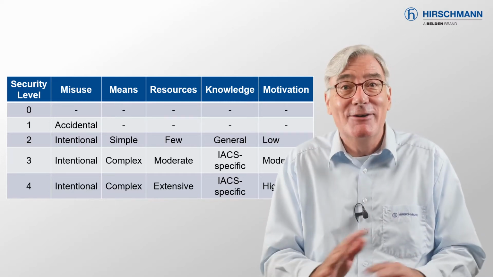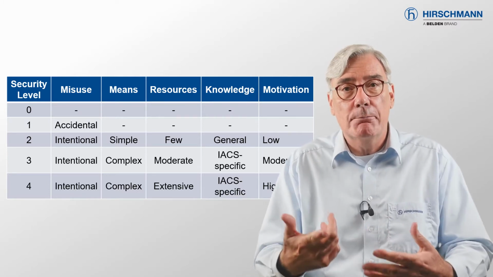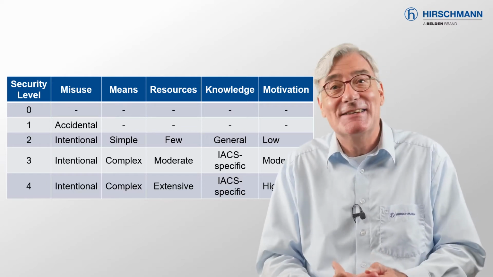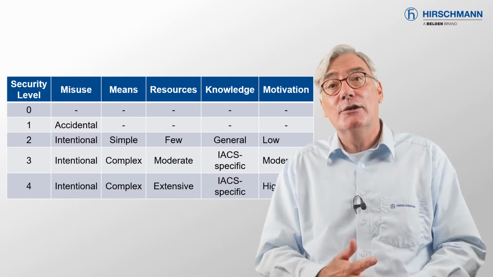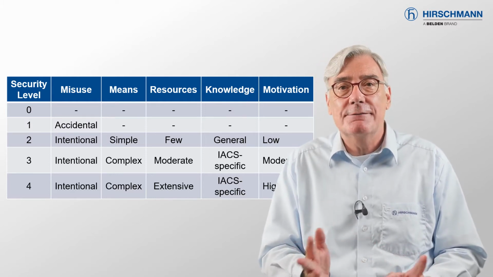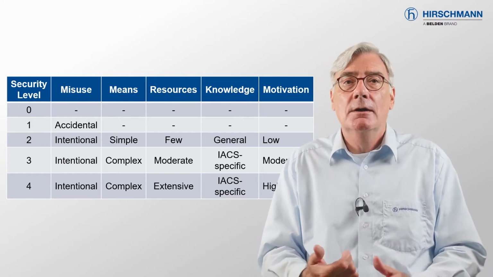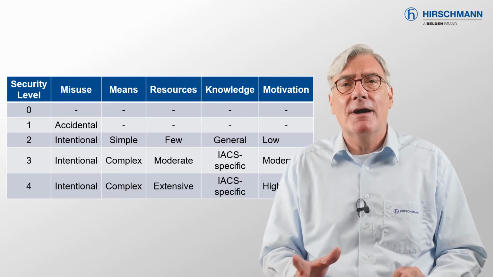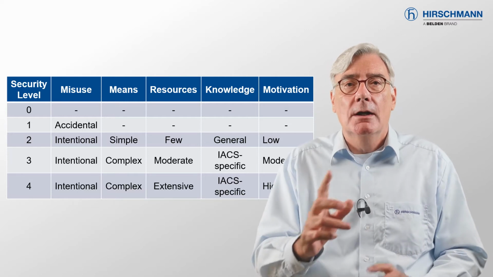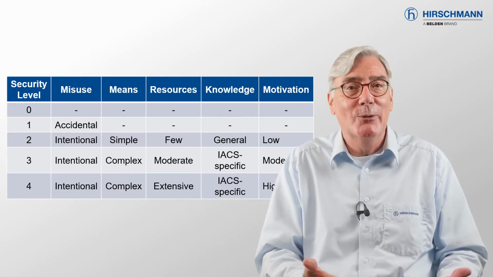SL0, which is typically not counted as a level, indicates 2 things. First, from a product manufacturer's perspective, that the product has no security functionality. Second, from an asset owner's perspective, that no security functionality is required for the product. SL1 indicates that a device is resistant to unintentional mistakes. As the threat is unintentional, it's assumed to come from your own employees.